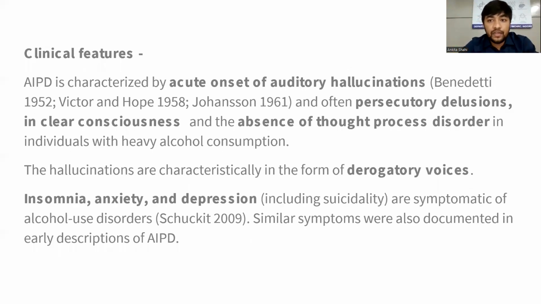Now, coming to the clinical features. Benedetti in 1952, Victor and Hope in 1958, and Johansson in 1961 all categorized alcohol-induced psychotic disorder by acute onset of auditory hallucinations, which were often persecutory, in clear consciousness and with the absence of thought process disorder. And these used to occur in people with heavy alcohol consumption. So not just consumption is required, but heavy use is required. The hallucinations are characteristically in the form of derogatory voices. Insomnia, anxiety, and depression can all occur, because they are independently due to alcohol use disorder. So one can discuss the combination and various mix and match features endlessly in this area.